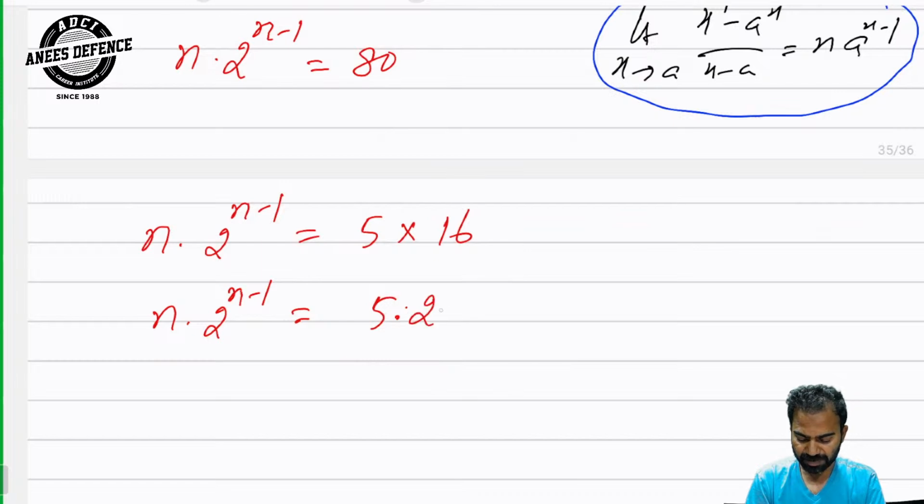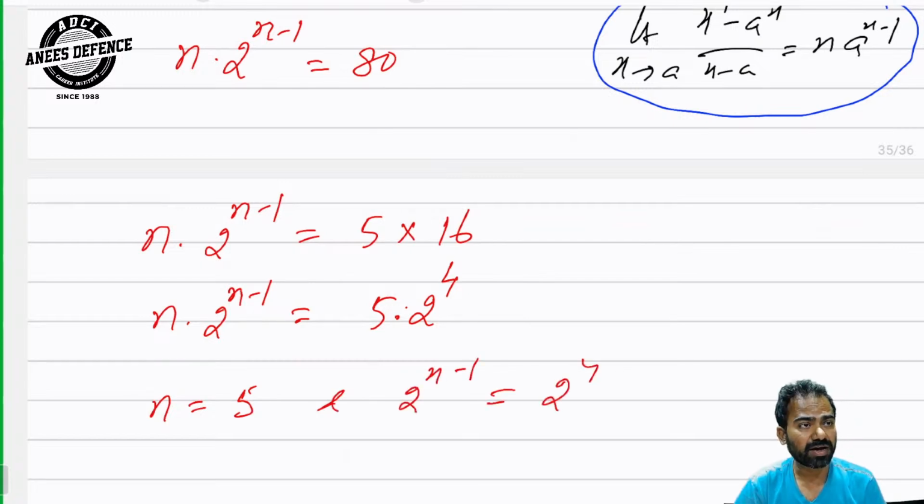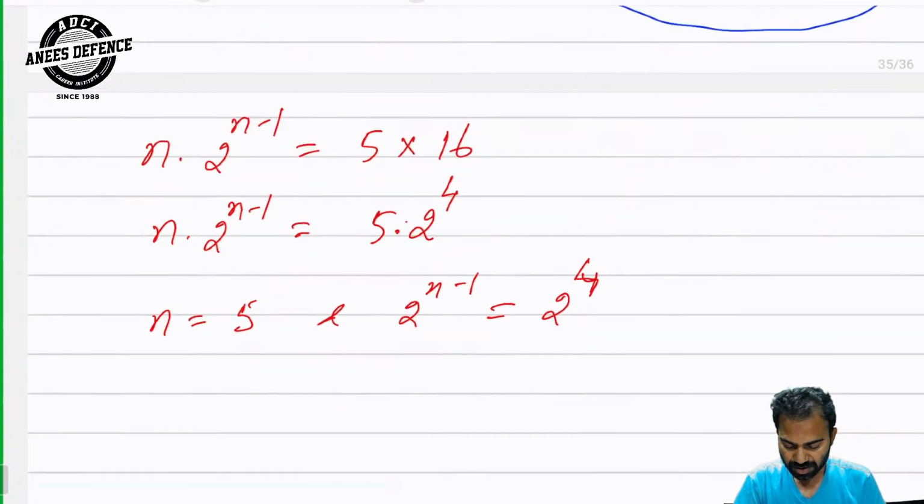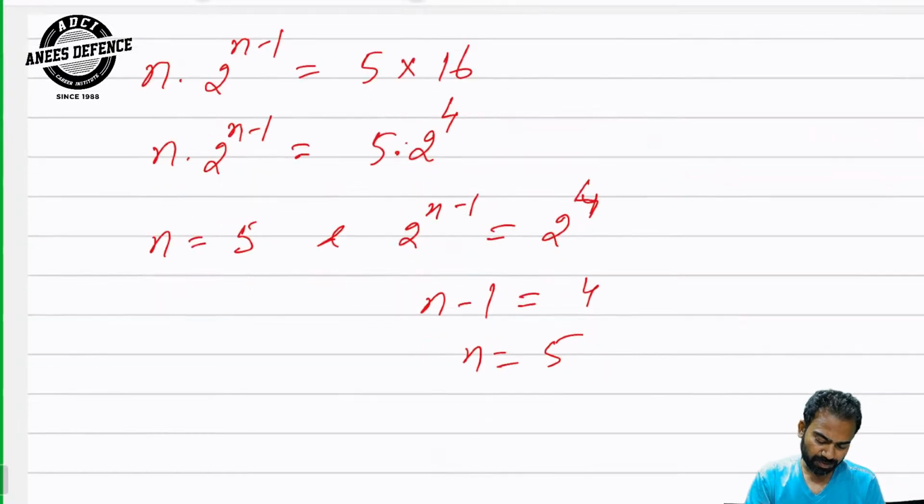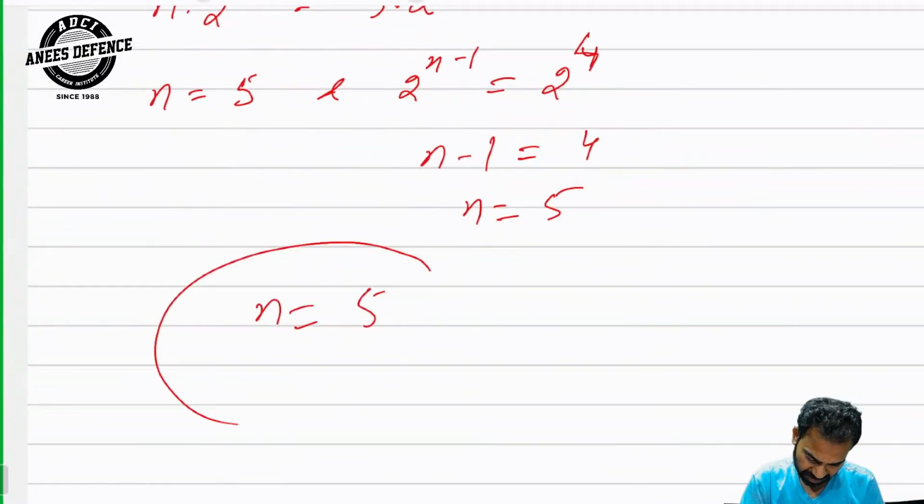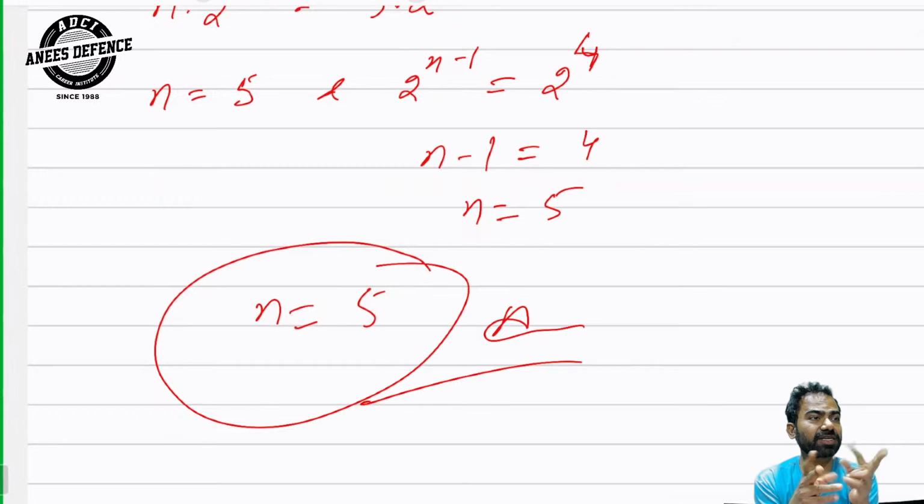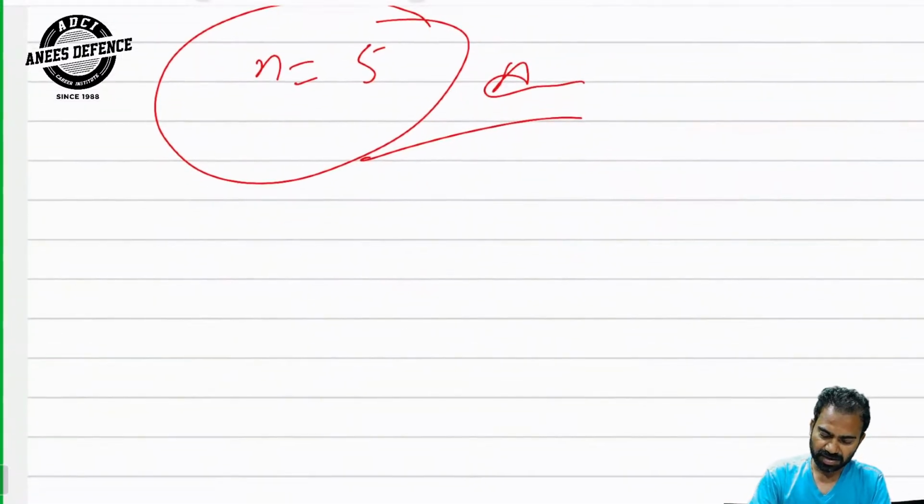16 can be written as 2 to the 4. Now I will compare these two. So n will compare with 5, and 2 to the n minus 1 will compare with 2 to the 4. So the power will compare: n minus 1 equals 4, n equals 5. From both, the answer is 5. So the actual answer is 5. If the two answers differ, then the answer is not correct. If both answers are the same, then it is correct.